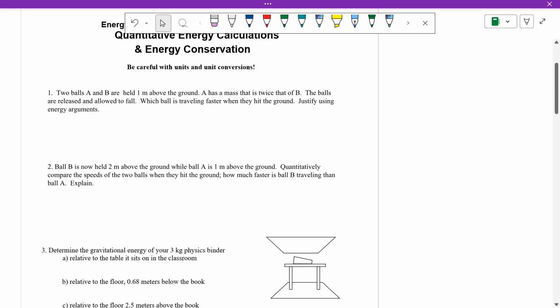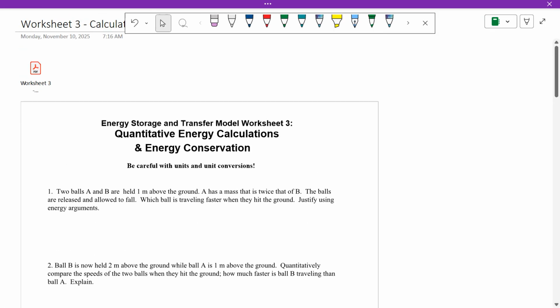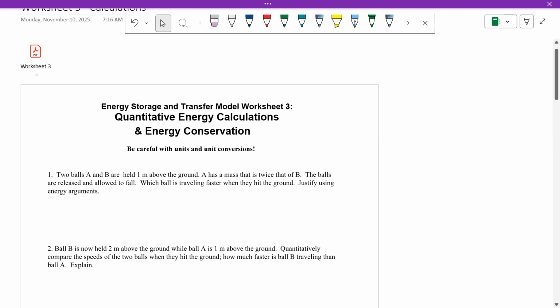Hey guys, we are going to continue with energy by doing worksheet 3, which actually brings in numbers. So at this point, we've done like 90% of the work on energy problems, but this time we're actually going to see what happens when we change the numbers. For AP Physics, they really focus on these proportional reasoning relationships, and we'll start with number one.